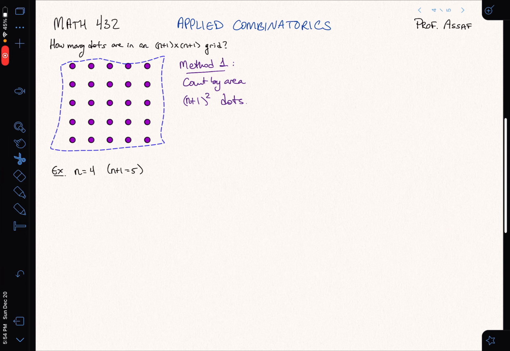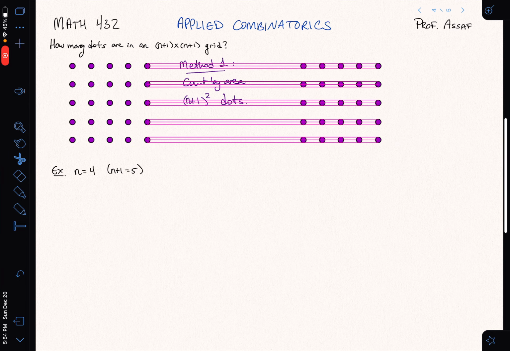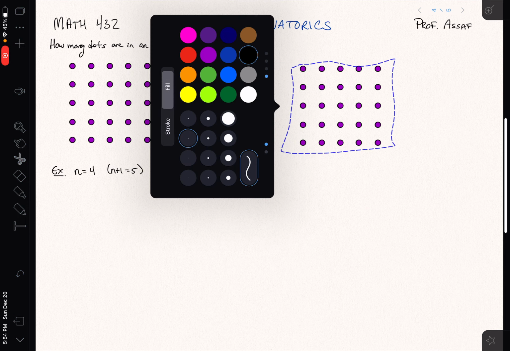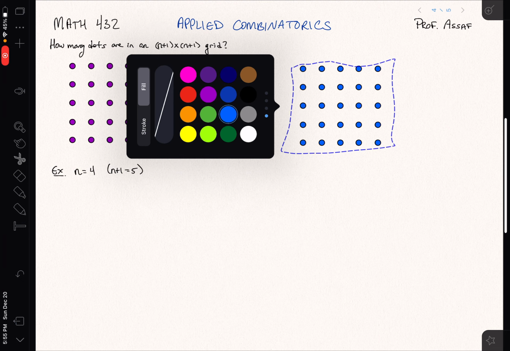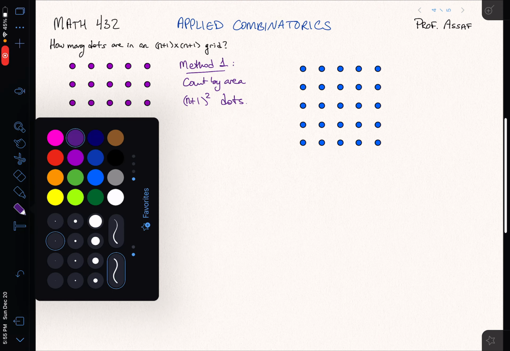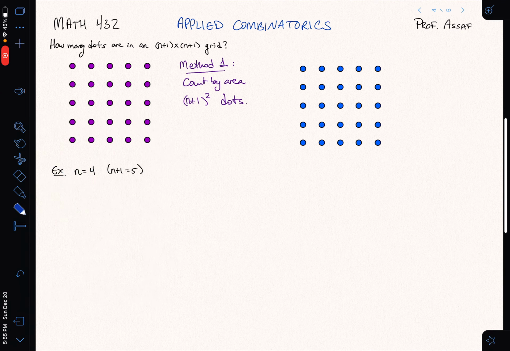So let's copy this and move it over to here. And maybe we'll change the color too, just so that we can differentiate our two methods. So our second method of how we count is going to be by diagonals. That's another perfectly reasonable way to count.